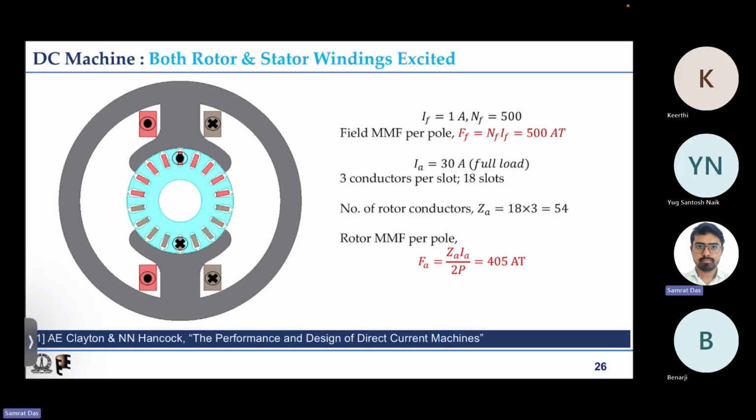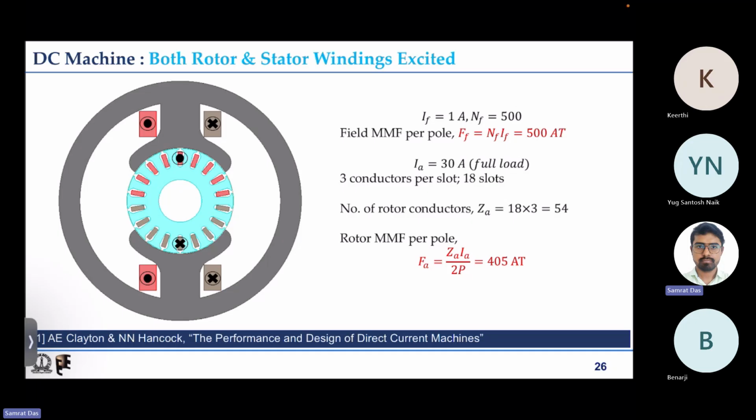And so let us now superimpose the two, and we'll look at the field distribution when both the field winding and armature winding are excited. So this is the case which we'll be starting with. The field remains the same, the armature also remains the same, the only thing is both are excited simultaneously.